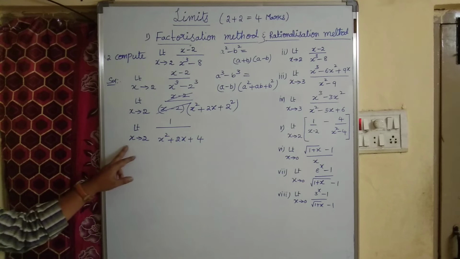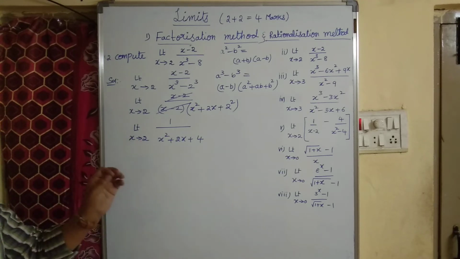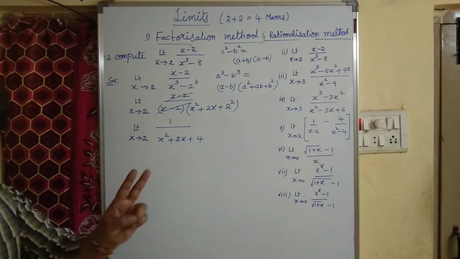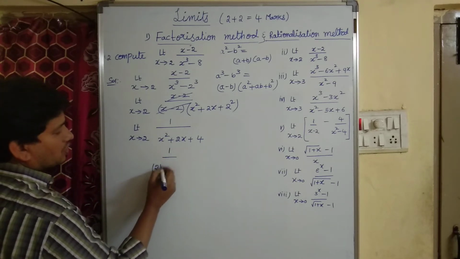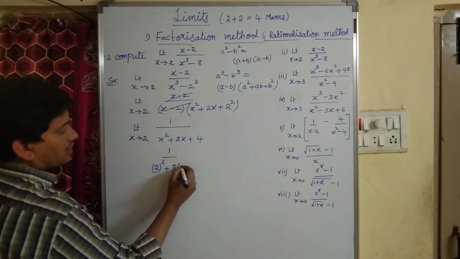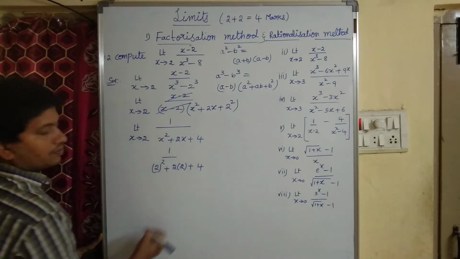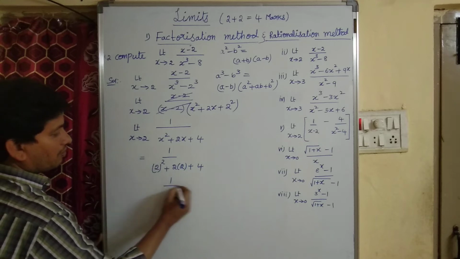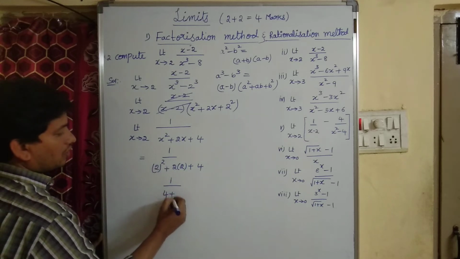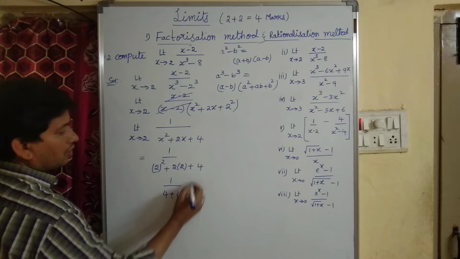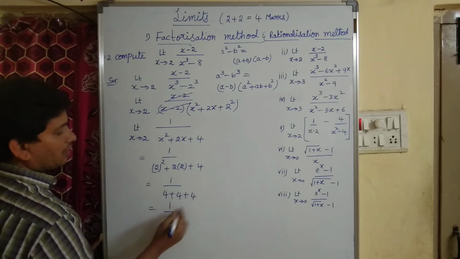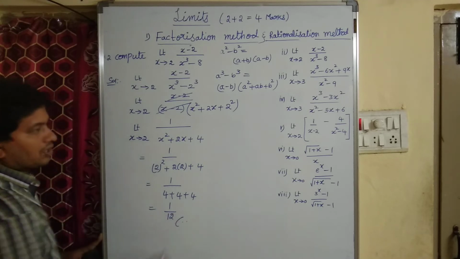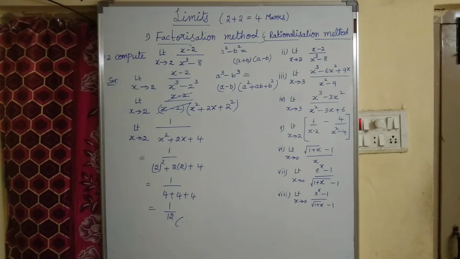Now limit x tends to 2, x is approaching 2. In place of x we need to substitute 2, right? 1 by (2 square plus 2 into 2 plus 4). 2 square is 4, plus 2 into 2 is 4, plus 4. So 1 by 4 plus 4, 8, 8 plus 4, 12. So what is the answer? The answer is 1 by 12. Okay? This is about the second question.